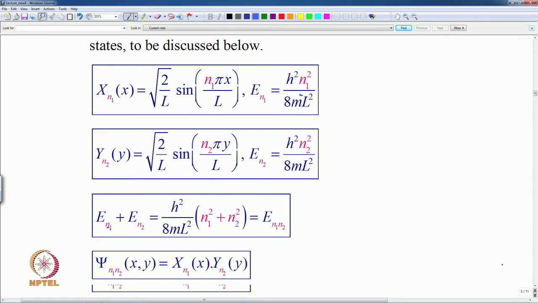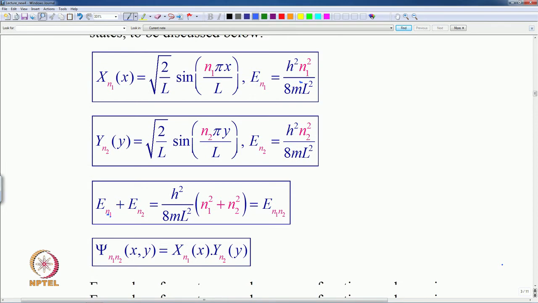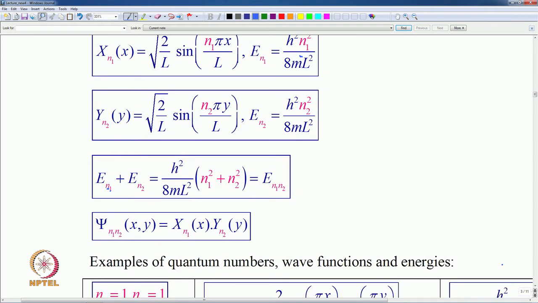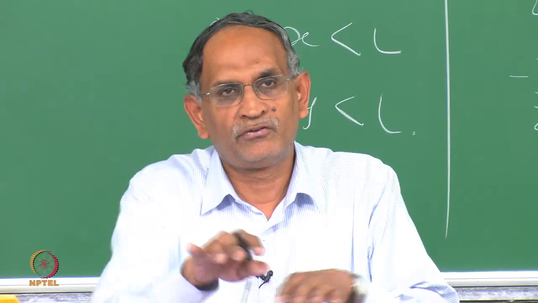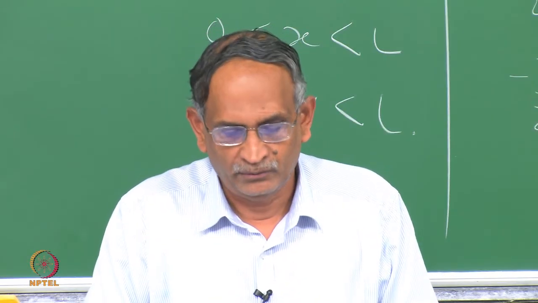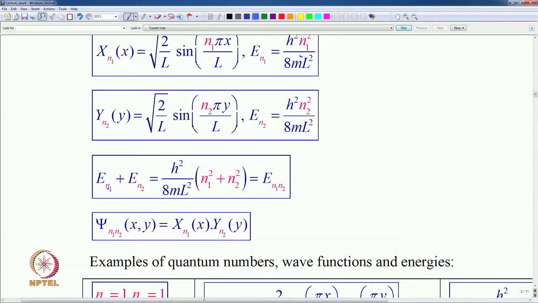What about the wave function? The wave function psi of n1 n2, because it is specified by the two quantum numbers n1 and n2, has the independent function x with the quantum number n1 and y with the quantum number n2. Each one is in an orthogonal direction.